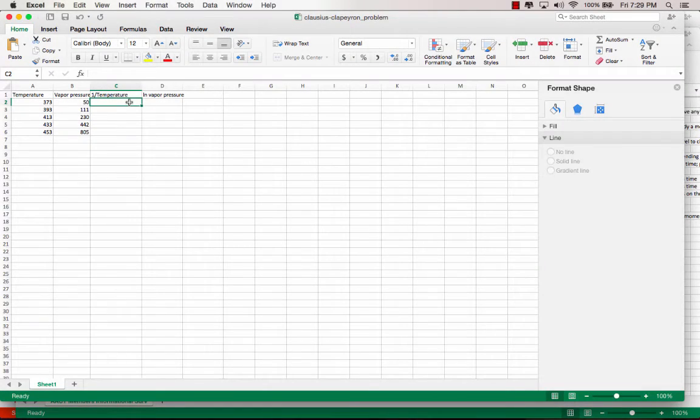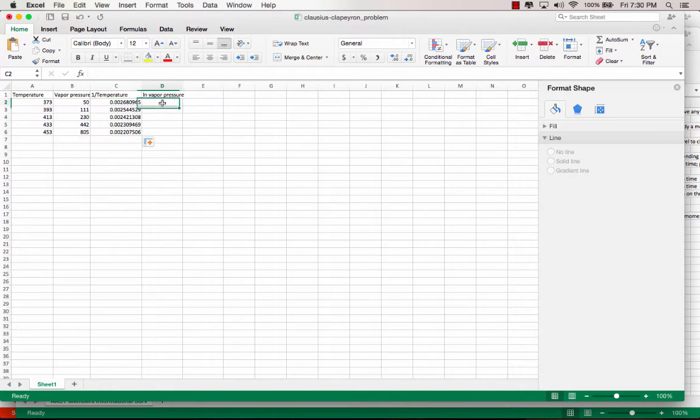An easy way to calculate these values is to type these initial temperature and vapor pressure values into Excel and let the Excel equations do the work for you. To find 1 over the temperature values, type into one cell next to the temperatures column the equal symbol, then 1, then the slash symbol, and then a left parenthesis. And then highlight the first temperature value, and then type the right parenthesis. To copy this equation to the rest of the temperature values, drag the equation down to the other rows.